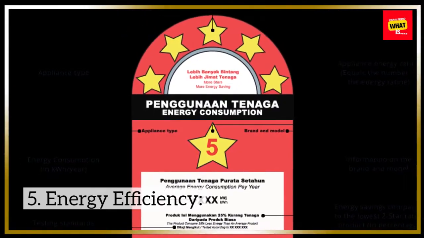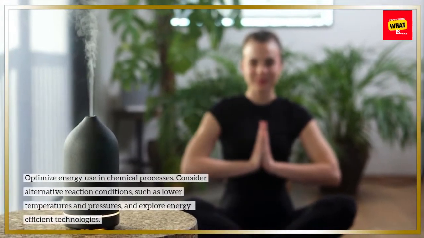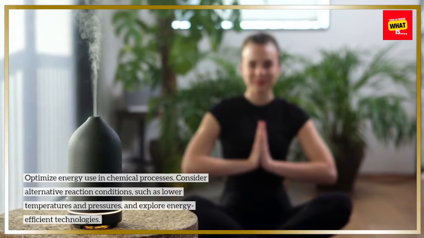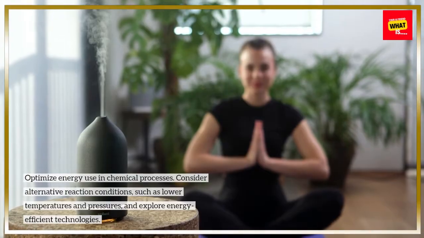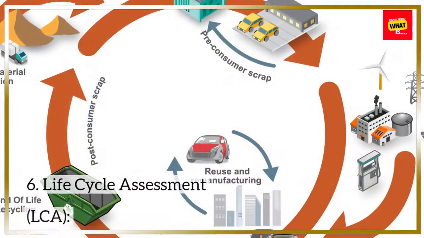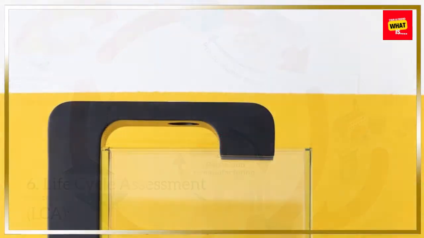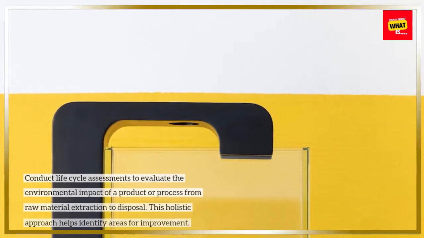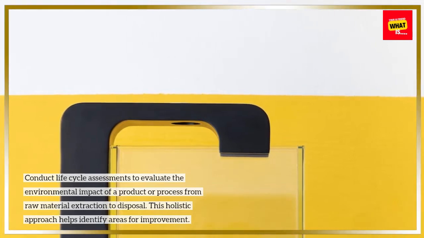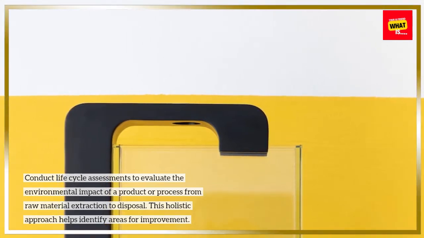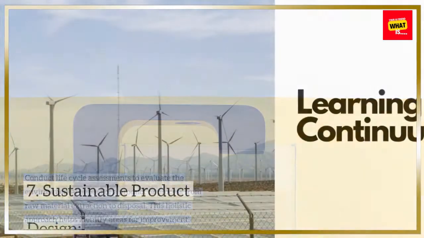5. Energy efficiency. Optimize energy use in chemical processes. Consider alternative reaction conditions, such as lower temperatures and pressures, and explore energy-efficient technologies. 6. Life cycle assessment, LCA. Conduct life cycle assessments to evaluate the environmental impact of a product or process from raw material extraction to disposal. This holistic approach helps identify areas for improvement.